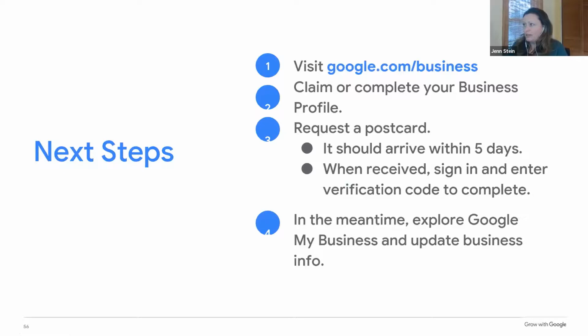So here's some next steps. We're going to send you all of this, and there's also a one-pager of the very step-by-step how to set up your business profile. But these would be the next steps: complete your business, request a postcard verification. If you are stuck on that, again, I can send a link for that, and then explore Google My Business and update all your business information.